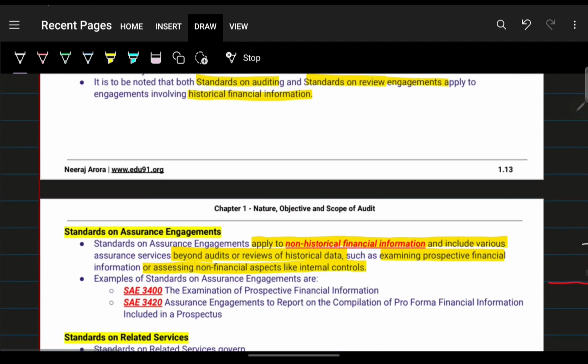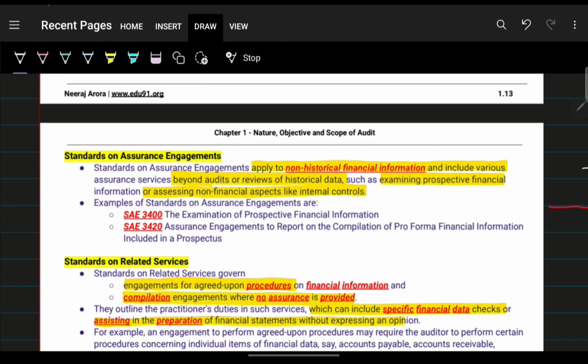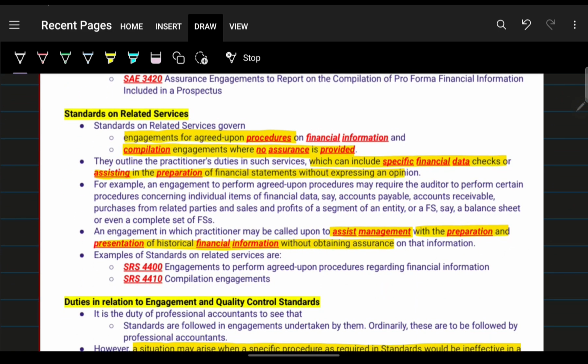Next, standards on assurance engagement. Firstly, it applies to non-historical financial information and includes various assurance services beyond audits and review of historical data, meaning prospective financial information or aspects like internal control. So these are assurance engagements. And lastly, the SRS.